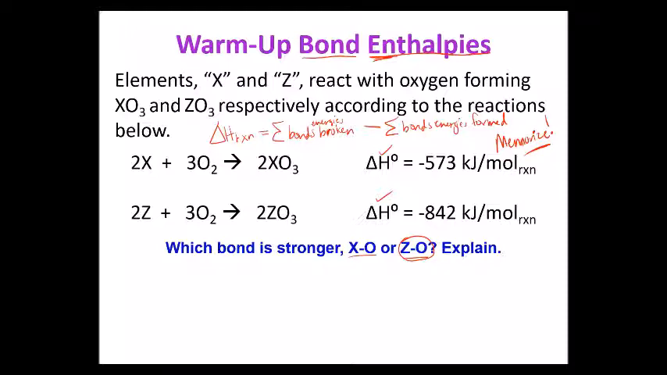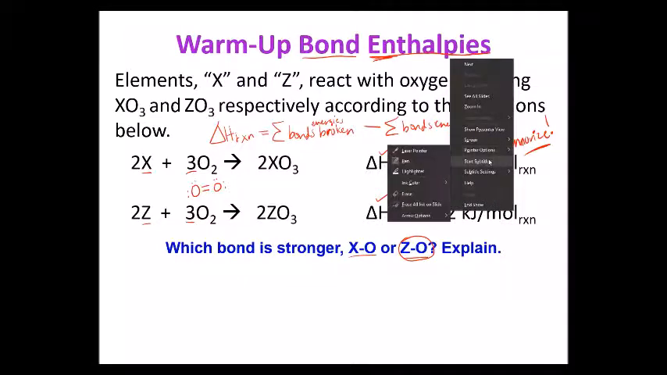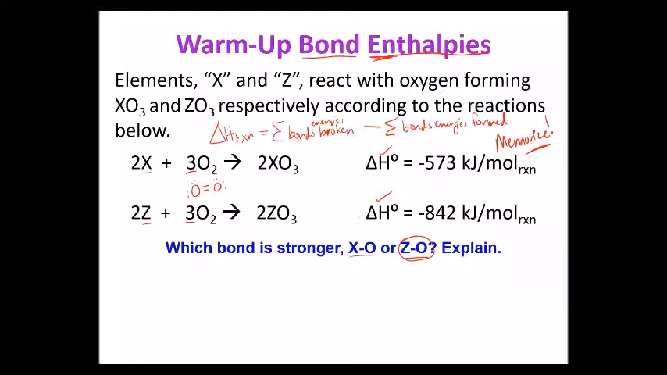Looking here, since both of these individual elements are reacting with oxygen, the oxygen bond is a double bond because it's diatomic oxygen here. And each one of them has three of those oxygen bonds that have to break. So what are we getting here in terms of the bond breaking part? This part is the same for both reactions, because the bonds that are going to break here are the O2 bonds, and it's the same amount of energy, three times that double bond breaking.